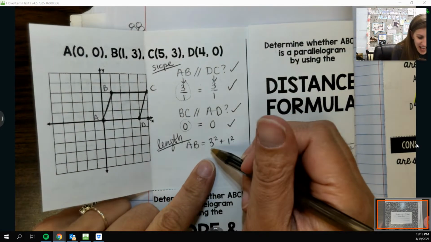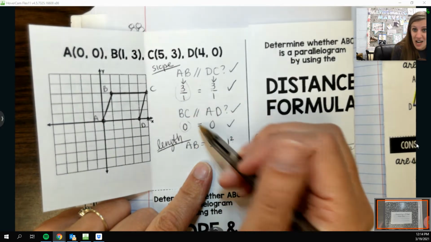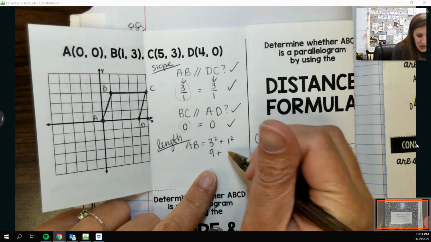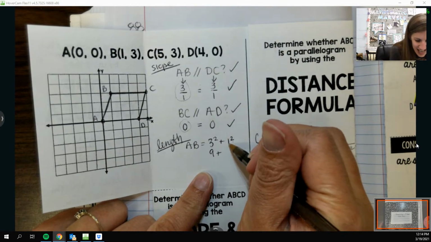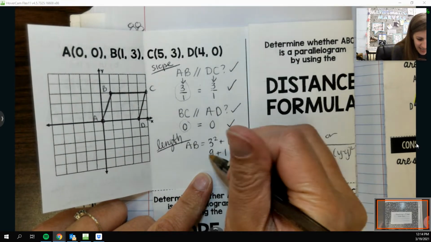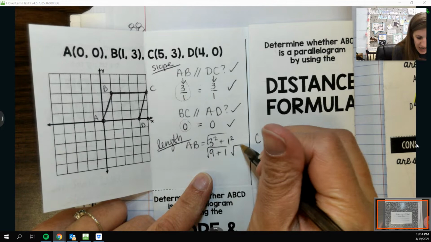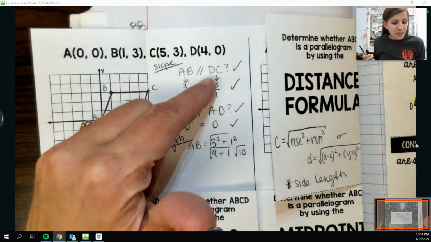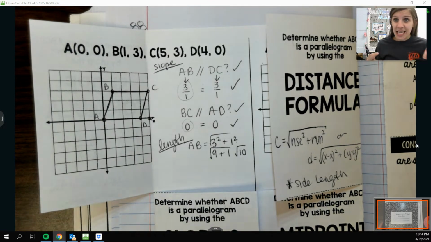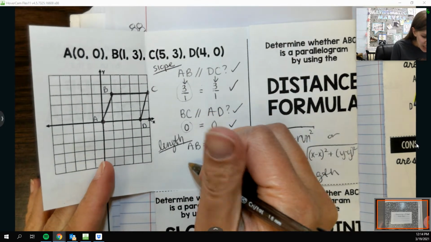Alrighty, so I can find the length by just taking rise and run and squaring each one. So, oh my God, that kind of rhymed. See you later, Russ. 1 squared is 1. Then I add them up and square root it, so square root of 10. Now, the super nice thing is because DC has the same rise and run, it's also that length.